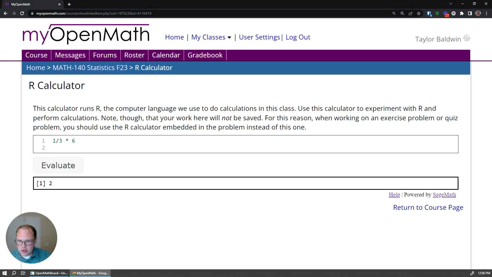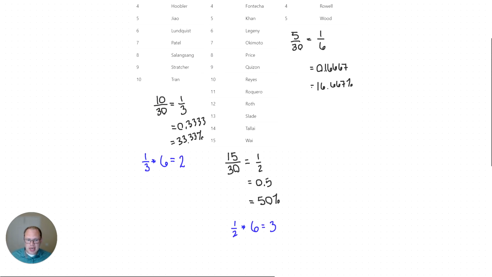Okay, so if I use 15 out of 30 times 6, I get 3. That's the same as 1/2 times 6 because it means the same thing. It's 3, or 0.5 times 6. Okay, all different ways to write the same idea. We get 3 in each case.